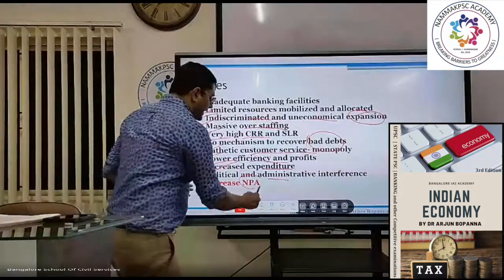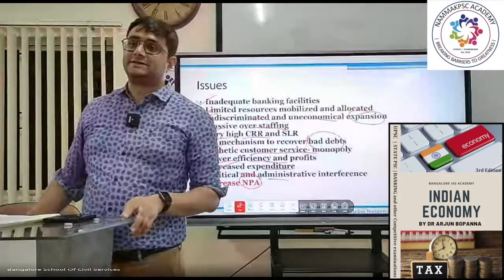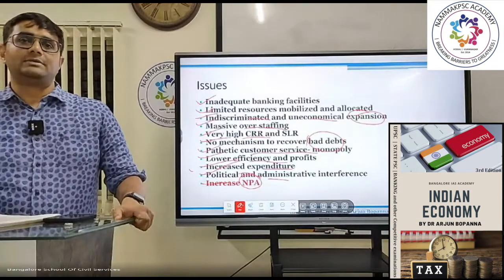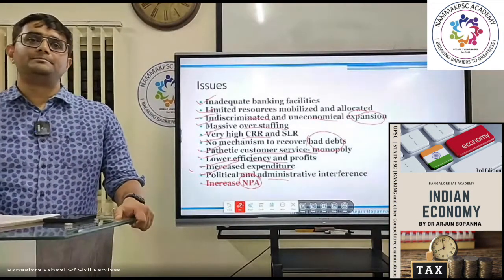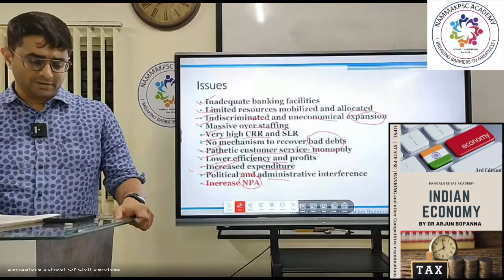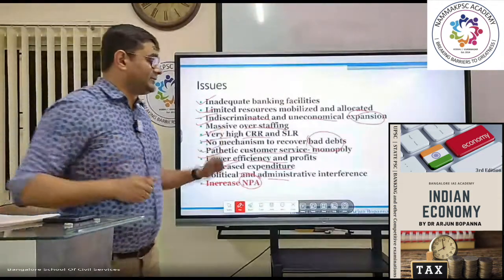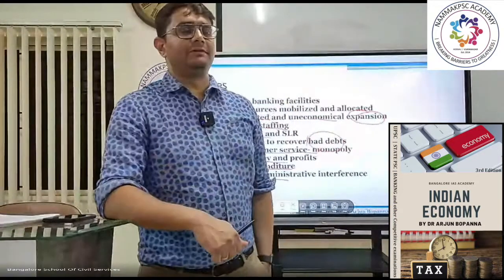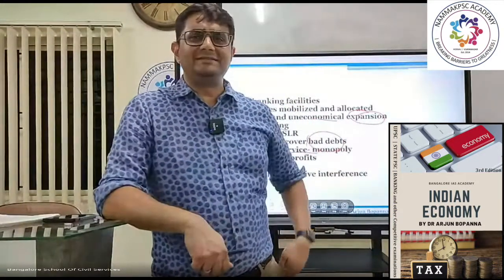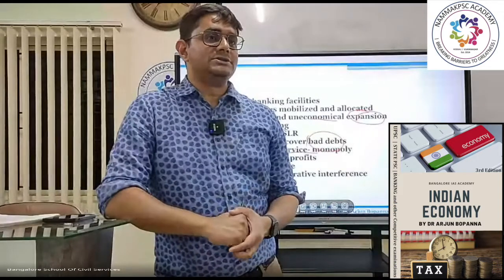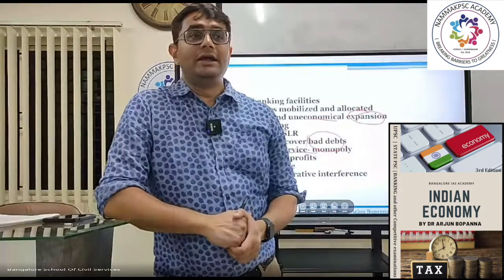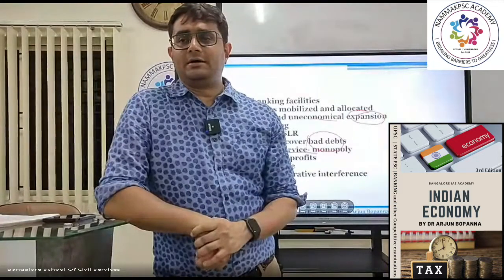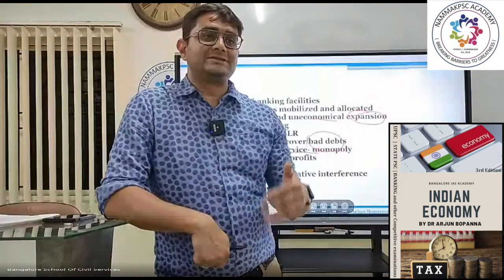And then high non-performing assets: loans that were given, they were not able to recover them, leading to a burden on the banks. So all these problems were faced in the 90s. By the 90s, many banks were suffering, public sector banks, the banking system were in a very difficult situation. It was at a very crucial juncture that we had to take the next step.